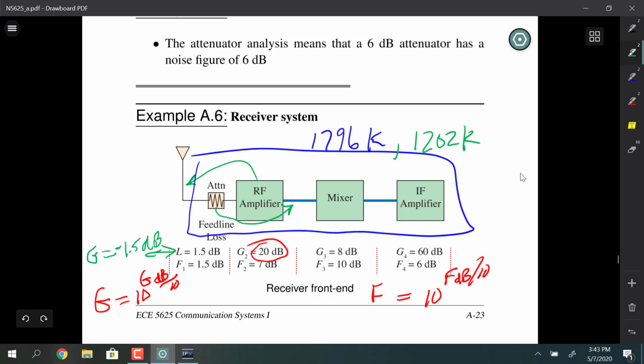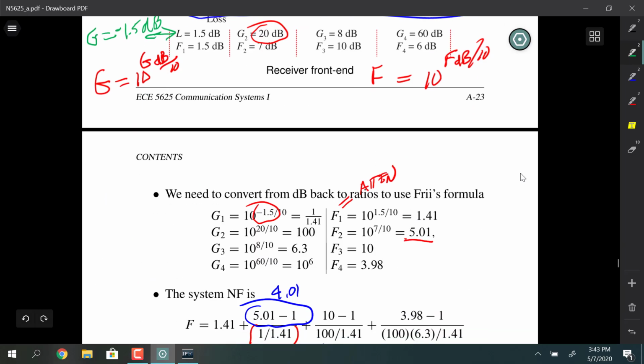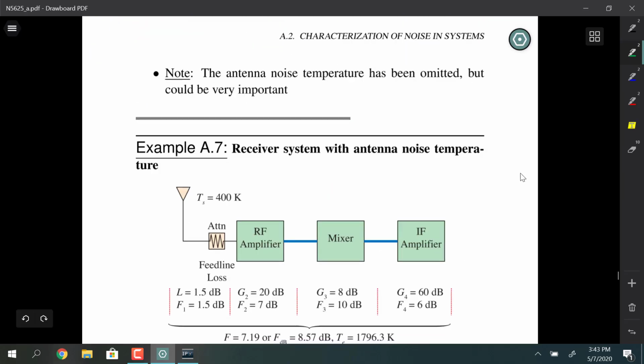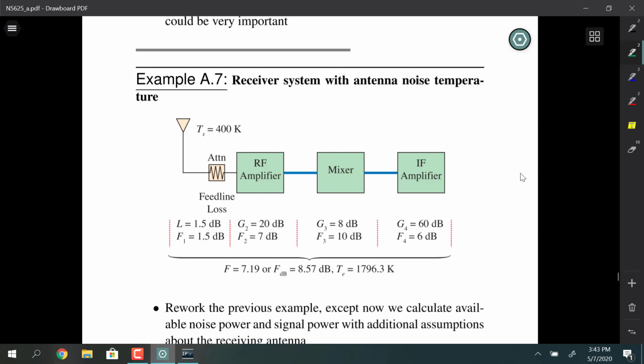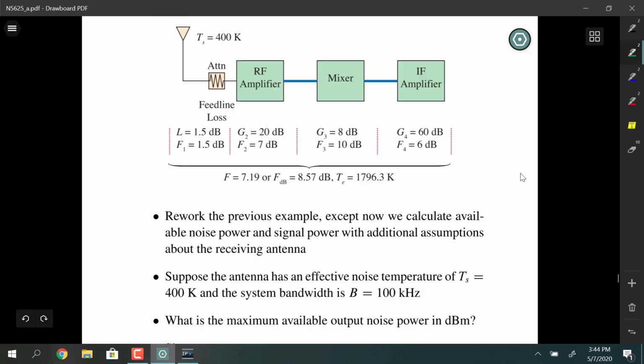But now what we want to do in the next example is work the entire system and model the antenna as having some noise temperature as it looks out into the sky and the environment. And then we'll be able to actually get the noise power at the output of the cascade. So here we have a noise temperature of 400 degrees Kelvin for this antenna, and it's not pointed to a really hot spot in the sky like the sun or something. So this is 400 degrees Kelvin.